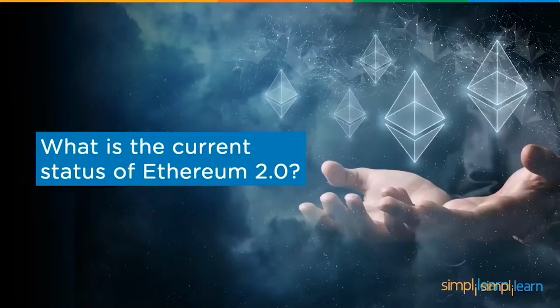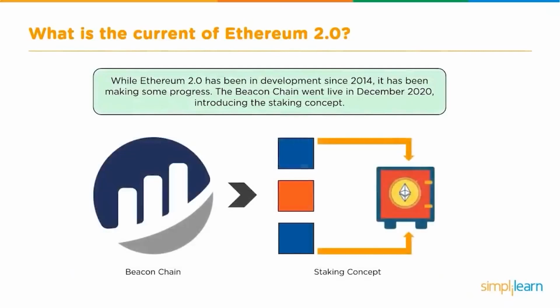So what is the current status of Ethereum 2.0 research? While Ethereum 2.0 has been in research and development since 2014, it has actually been making some progress. The beacon chain went live in December 2020, introducing the staking concept, but still there is no official claim for the completion of this transition.